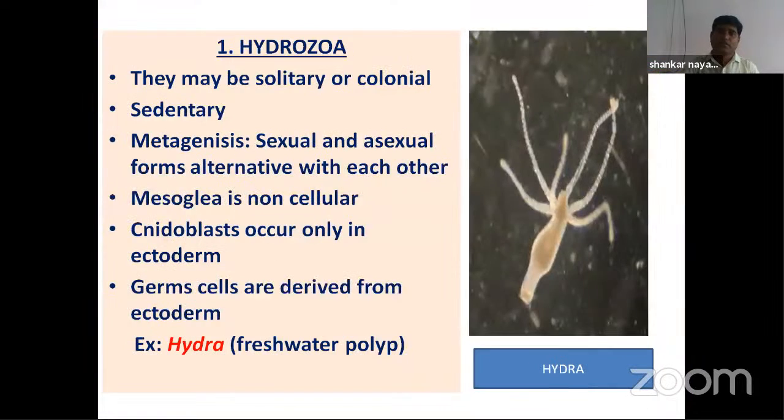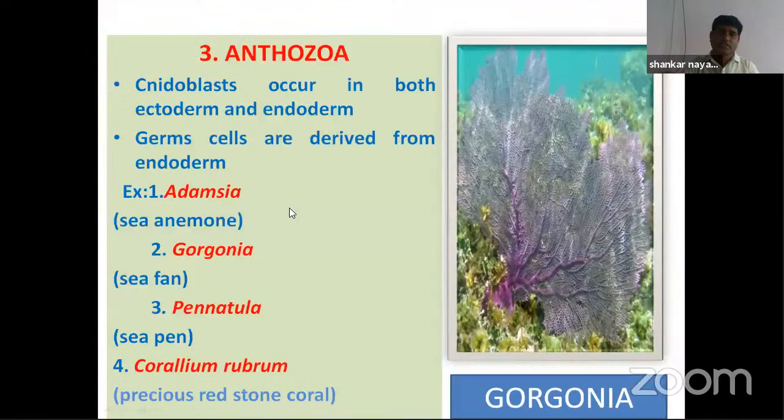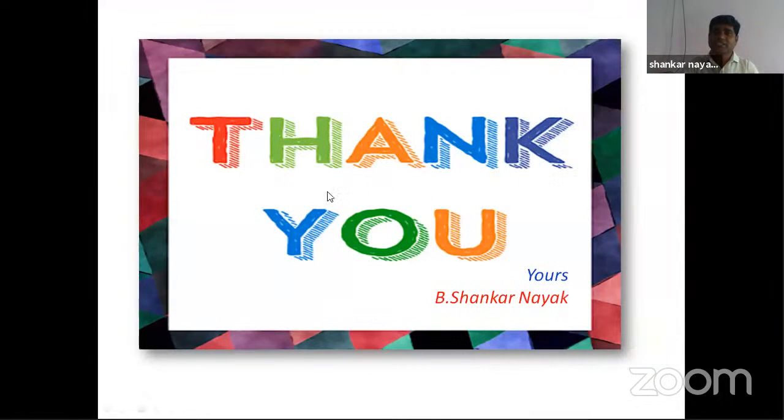Aurelia and Rhizostoma are examples for the class Scyphozoa. Adamsia, Gorgonia, Pennatula are examples for Anthozoa. All these, try to remember. Thank you very much. The session is over.